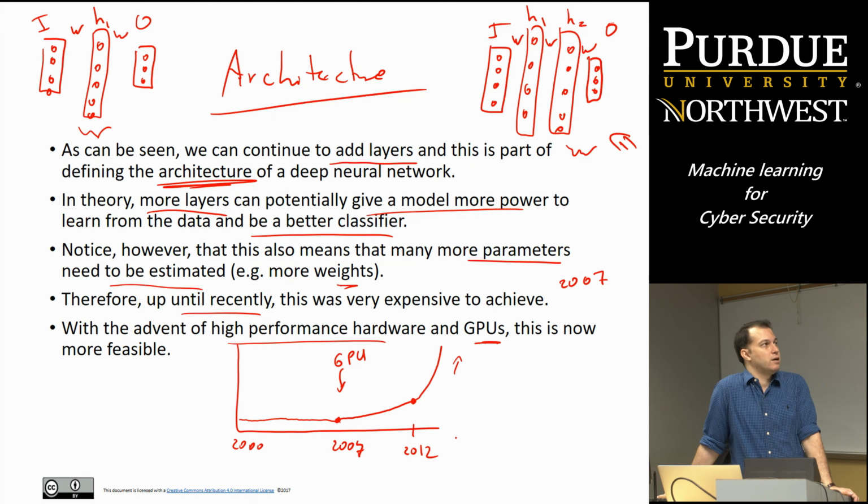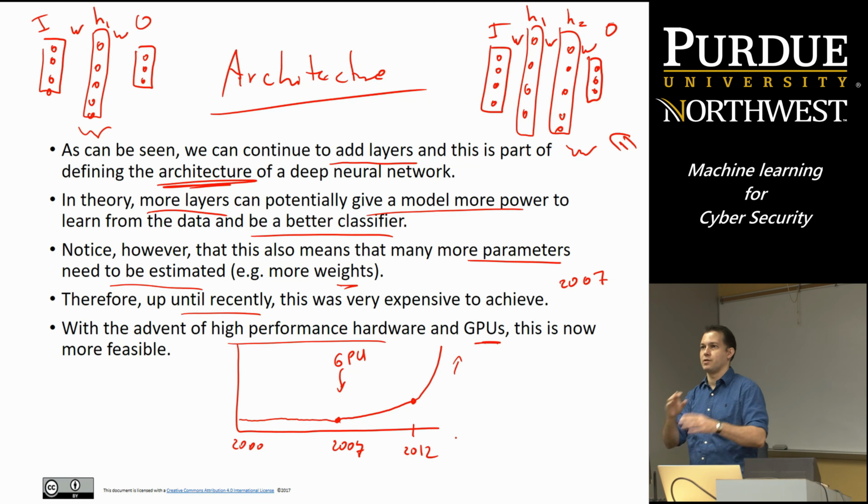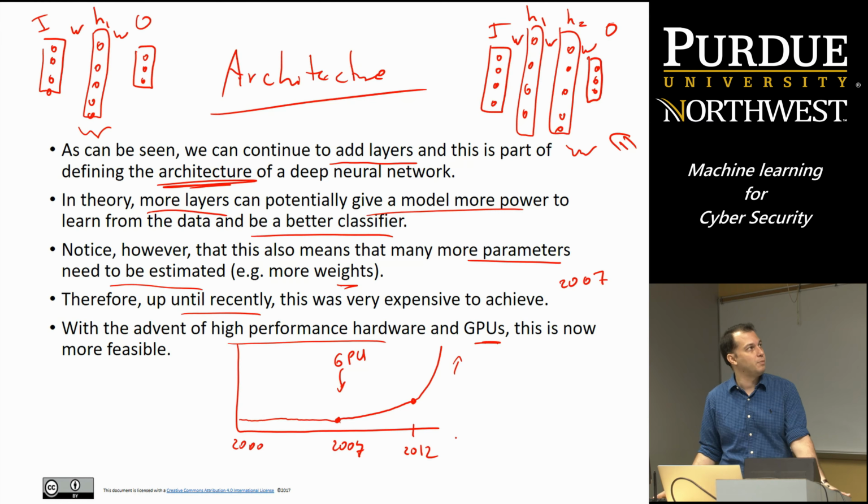In theory, more layers can potentially give a model more power to learn from the data and be a better classifier, and that's because, as I said, first you learn edges, then you learn shapes, then you learn eyes. So you have to learn it in phases. Notice, however, that this also means that many more parameters need to be estimated, the weights, right? So keep that in mind. Between every 2 layers, there's a new W of weights that you need to learn. And that means it's very expensive in terms of processing and computing power.